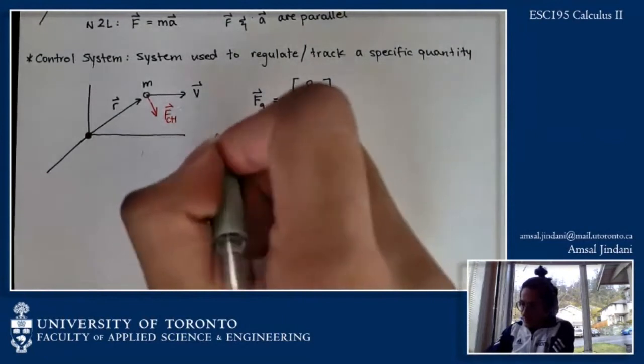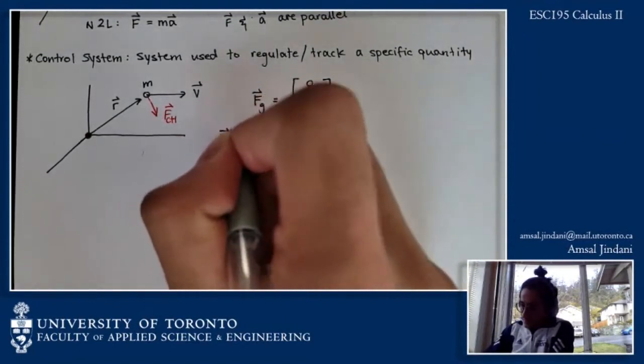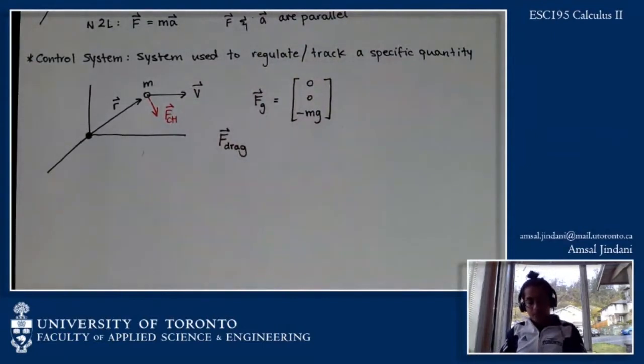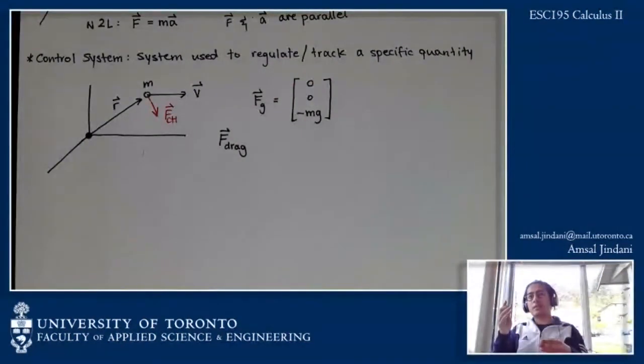Now the aerodynamic force, or the drag, F drag. Well, drag is proportional to the speed of the drone squared. So it's proportional to the square of the speed, and it's in the direction opposite to the velocity. So if the drone is flying forward, the drag is going to be in the backward direction.